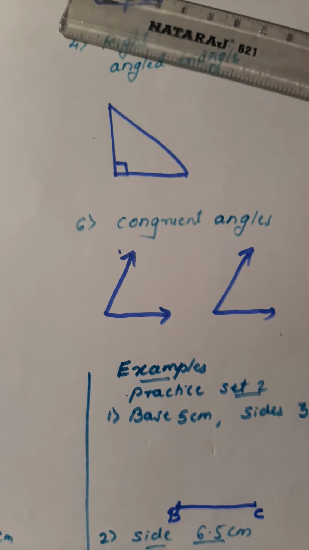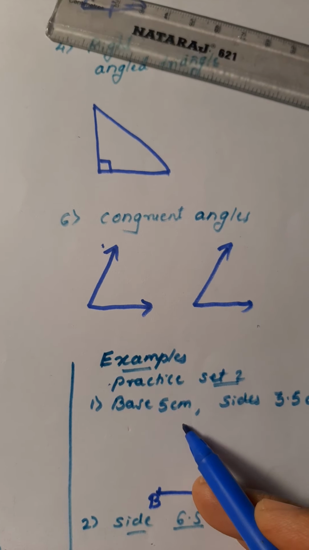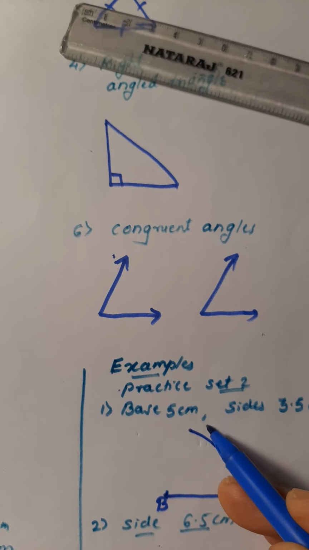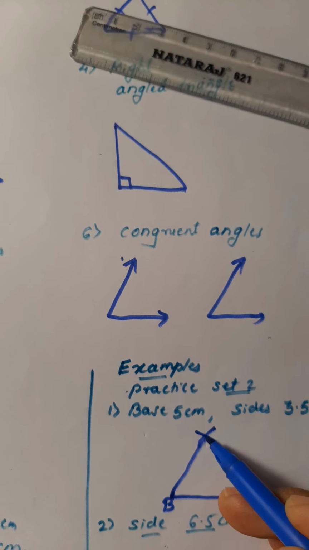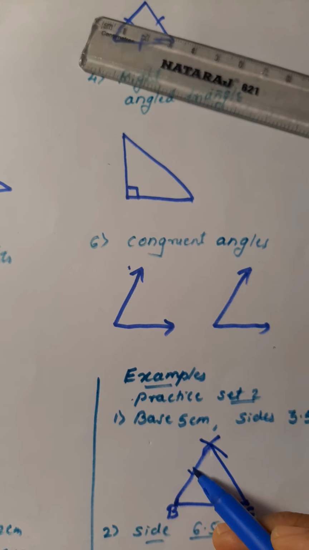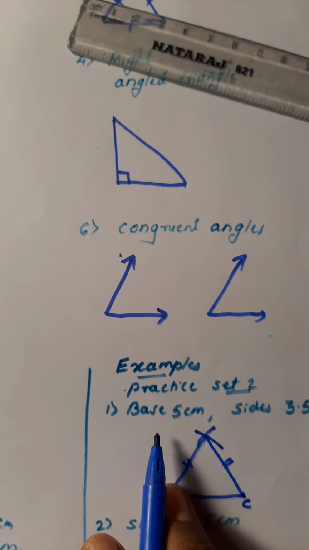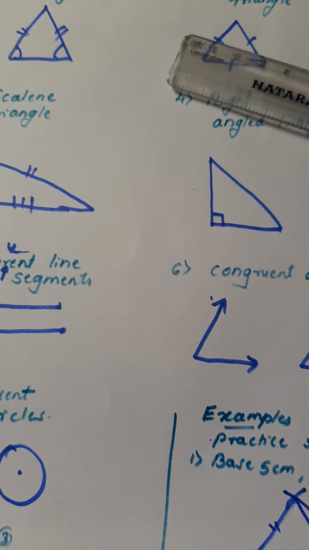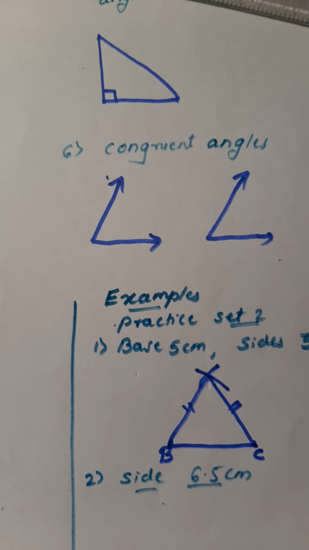You will take the 3.5 centimeter. Make an arc above from the point B, and similarly from the point C, make an arc and join this. This is an isosceles triangle. Okay. Base 5 centimeter, side 3.5 centimeter. Understand this?